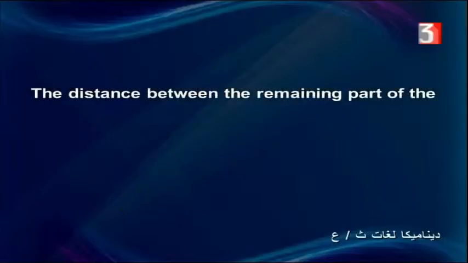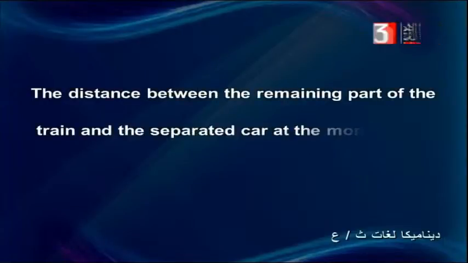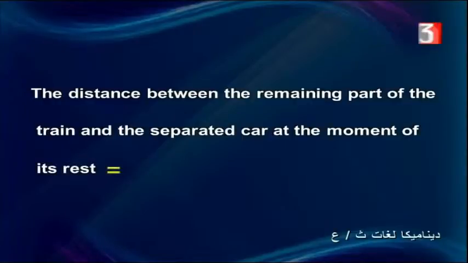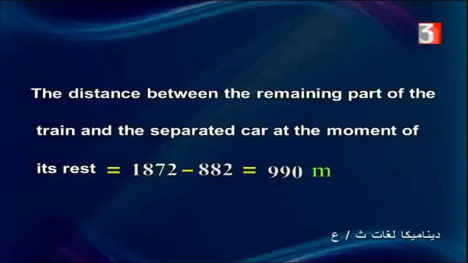calculate the distance between the remaining part of the train and the separated car at the moment of its rest. The distance equals 1872 minus 882 equals 990 meter. Then 990 meter is the distance between the remaining part of the train and the separated car at the moment the separated car is at rest.